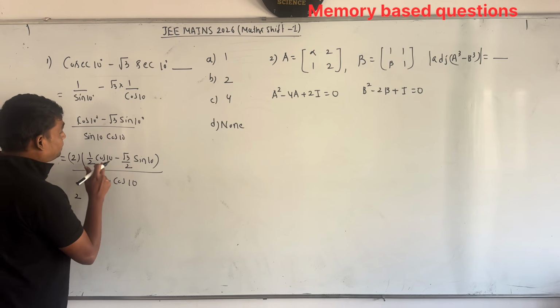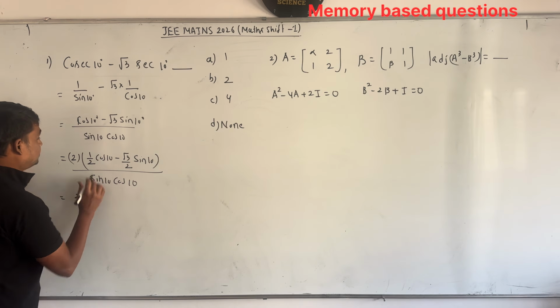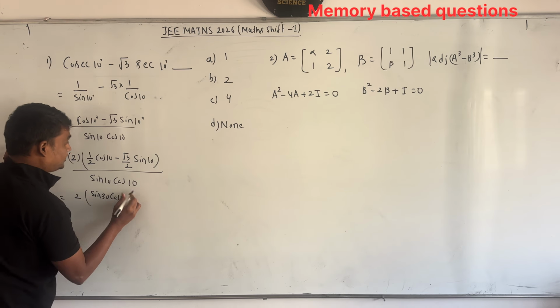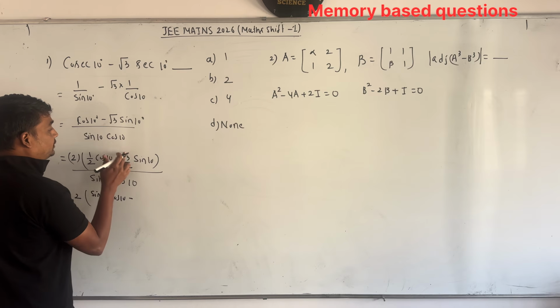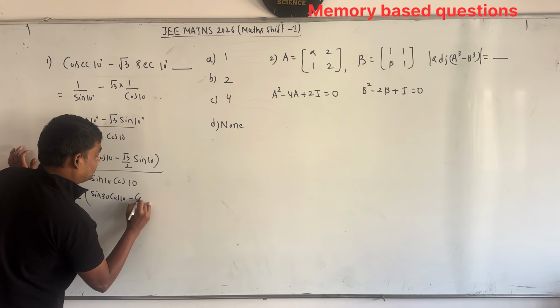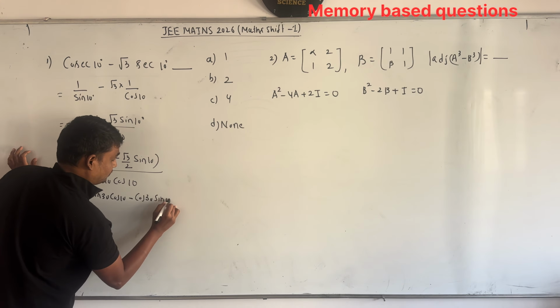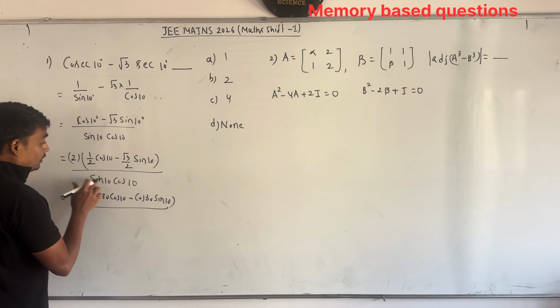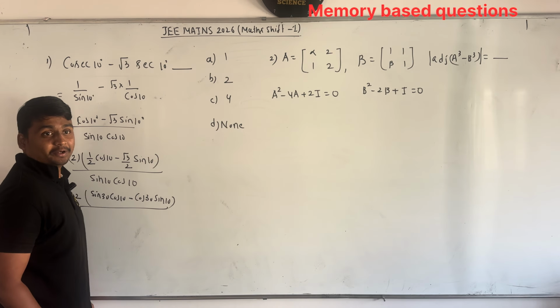To convert into sin, sin theta 1 by 2 is sin 30, cos 10 minus sin a cos b minus cos a sin b, cos 30 sin 10. Can I convert like this? Yes. Why am I converting in the form of sin? Because in the denominator also we can convert in terms of sin theta.